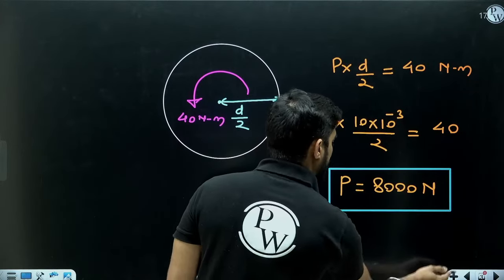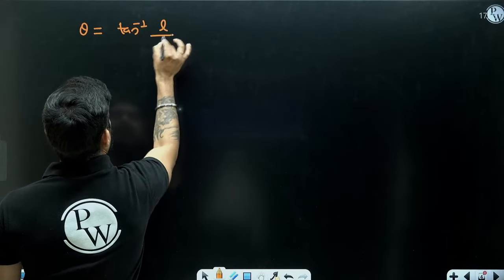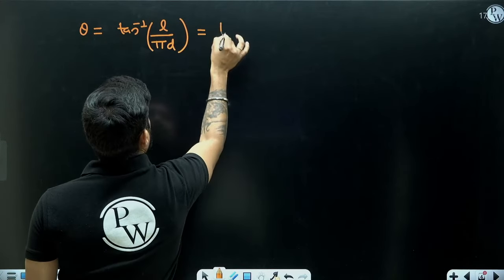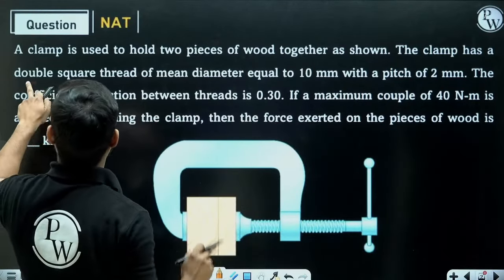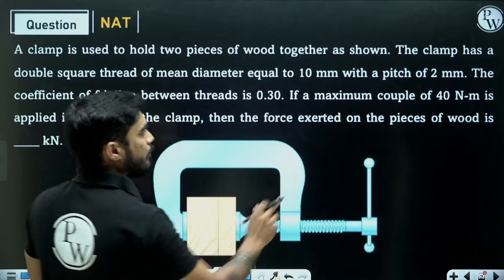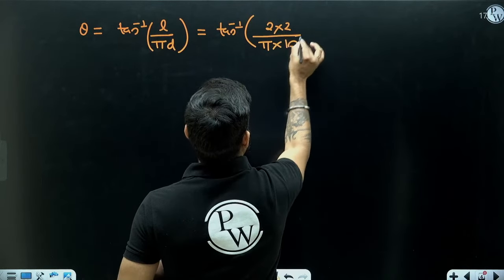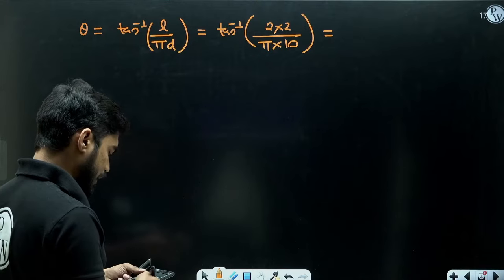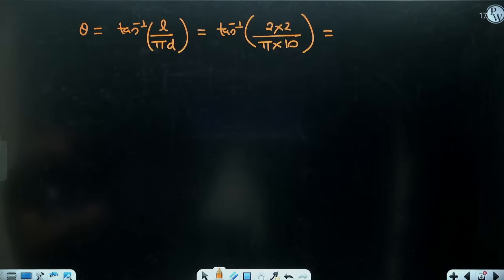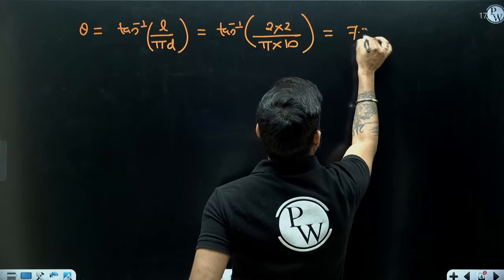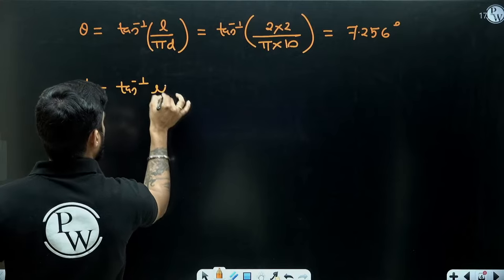But before that, we need to find theta and phi. So what is theta? It is tan inverse of L by pi d, where L is the lead. Now here the pitch is given. Sorry, double square thread is mentioned, so double square thread means lead will be 2 times the pitch, divided by pi into d, which is 10 mm. So from here you will get the value of theta. So it will be tan inverse of 4 divided by 10 pi. So I am getting 7.256 degrees.